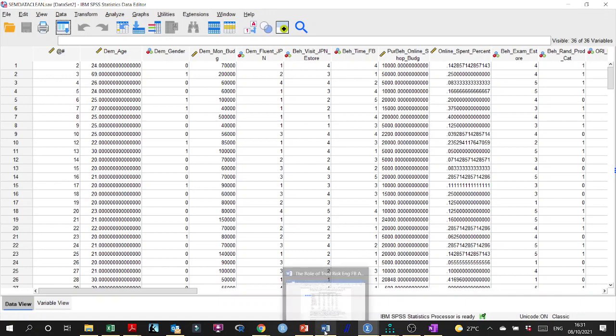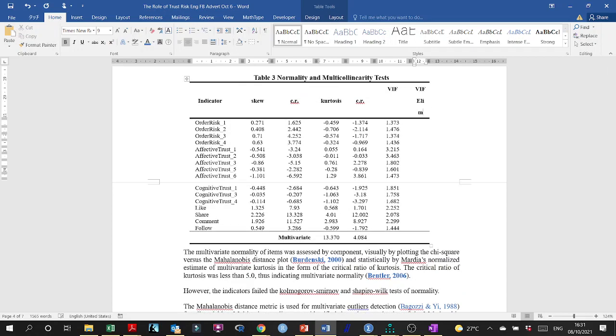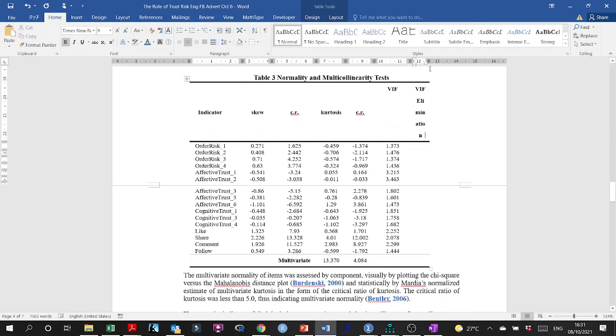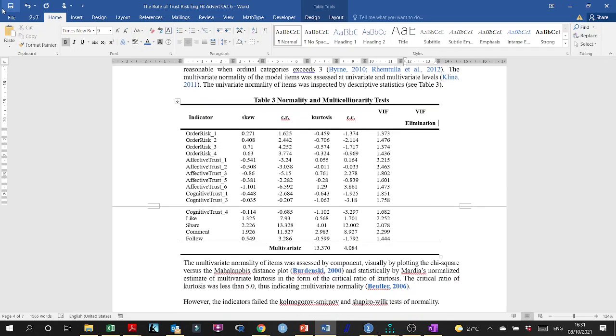And then report that in your paper. I'm going to report that also. I'm going to put the VIF here after elimination. I like to report everything. So VIF after elimination. So this is the next checkpoint.